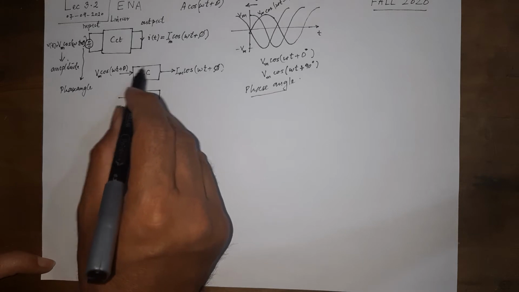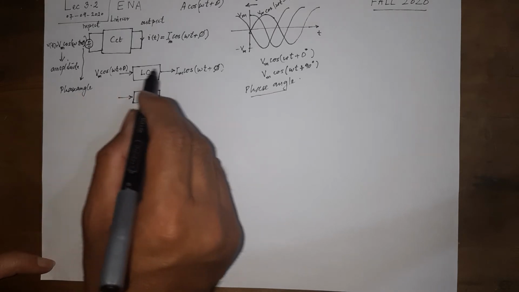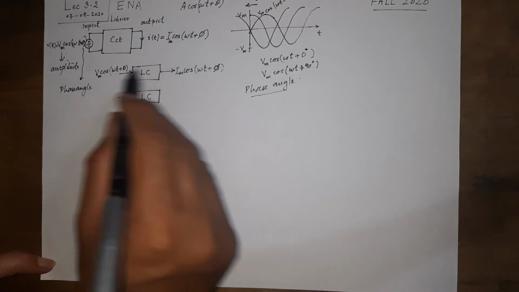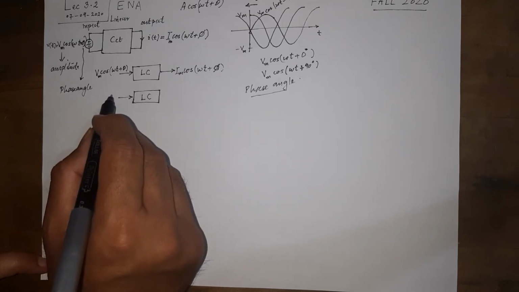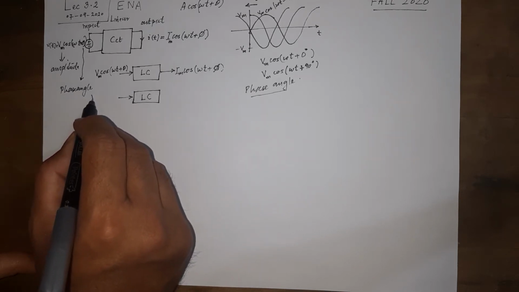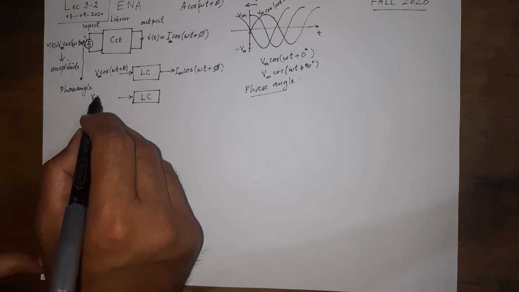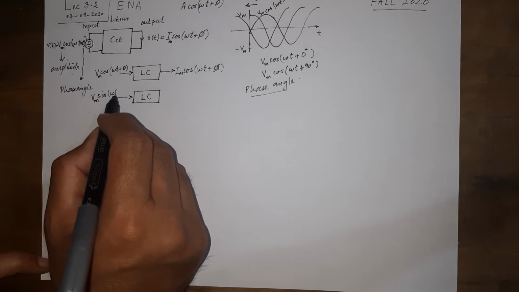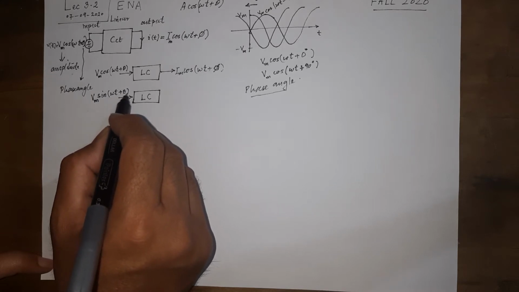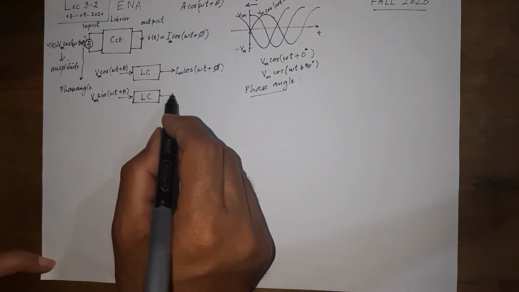So if this is a circuit and we know this is the input, this is the output, then what is going to be the output if I use this at the input? Vm sine of omega t plus theta. What will be the output here?